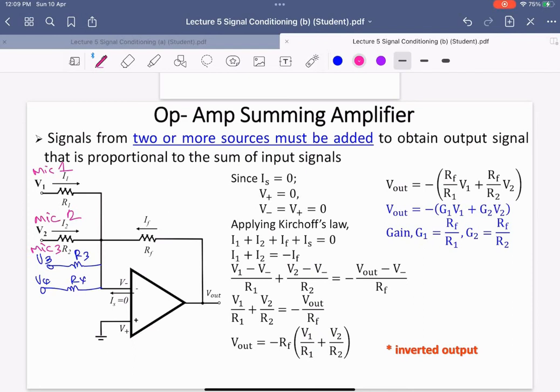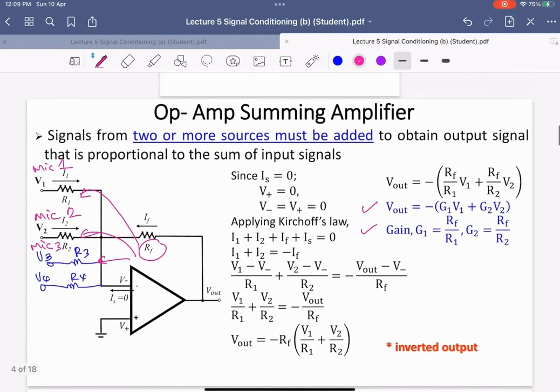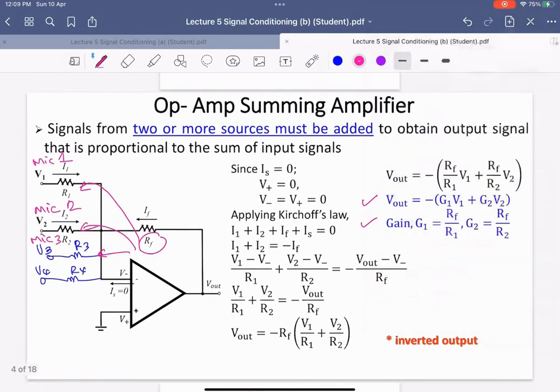Okay, so the formula that you have to remember for the summing is given to you: G1, B1, G2, B2, and so on. And the gain also depends on the feedback resistor to each of the resistors. Okay, each of the resistors. What I'm going to ask you to pay attention to here is you will look at the output of the summing. It will be inverted, right? Because the input is going to the inverting terminal, so it will be inverted.